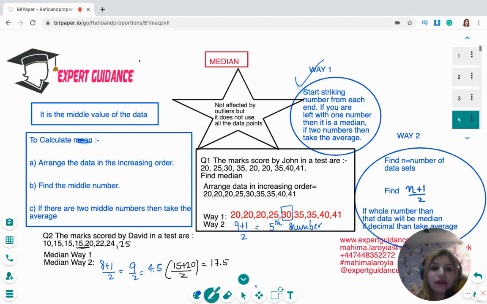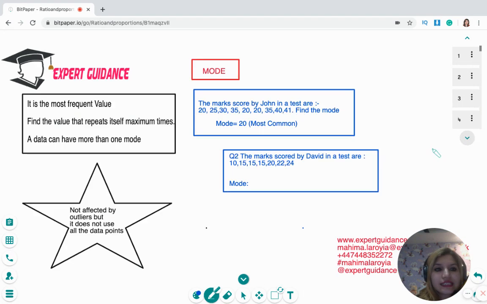Okay, now let's move on to the third statistical measure, which is the mode. Mode is the most frequent value. So you see the data. It doesn't matter whether it is in ascending order or descending order. If it is in ascending order, it's easier for you to see which numbers are repeating themselves more often. So if you see this data set, 20, 25, 30, 35, 20, 20, you can see that 20 is repeating itself 3 times, so the mode is 20.